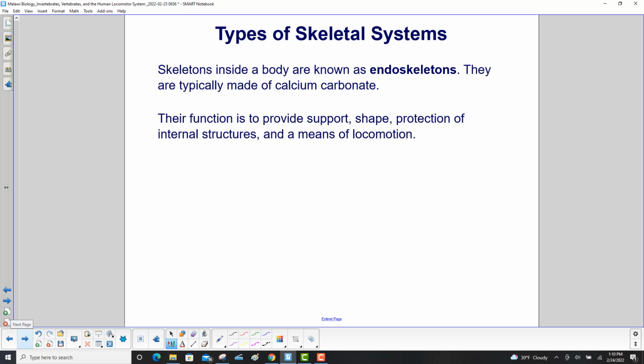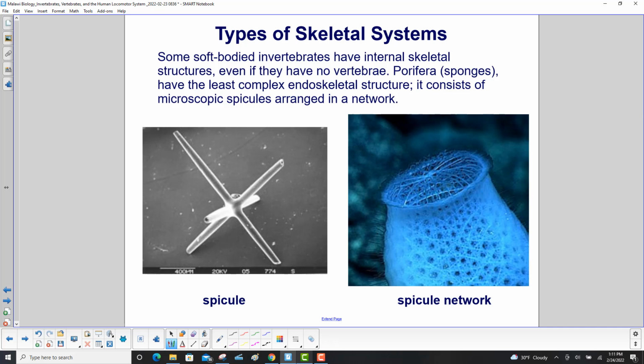Skeletons inside a body are known as endoskeletons. They are typically made of calcium carbonate. Their function is to provide support, shape, protection of internal structures, and a means of locomotion. Some soft-body invertebrates have internal skeletal structures, even if they have no vertebrae. Porifera, sponges, have the least complex endoskeletal network. It consists of microscopic spicules arranged in a network.